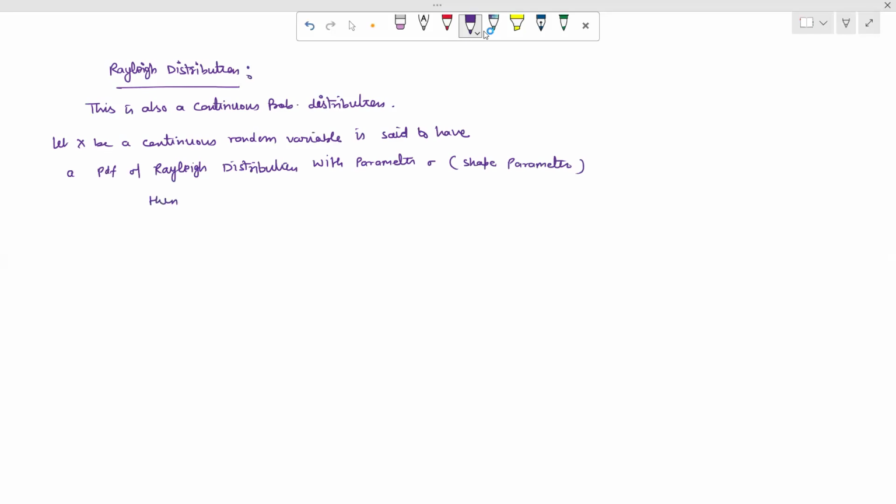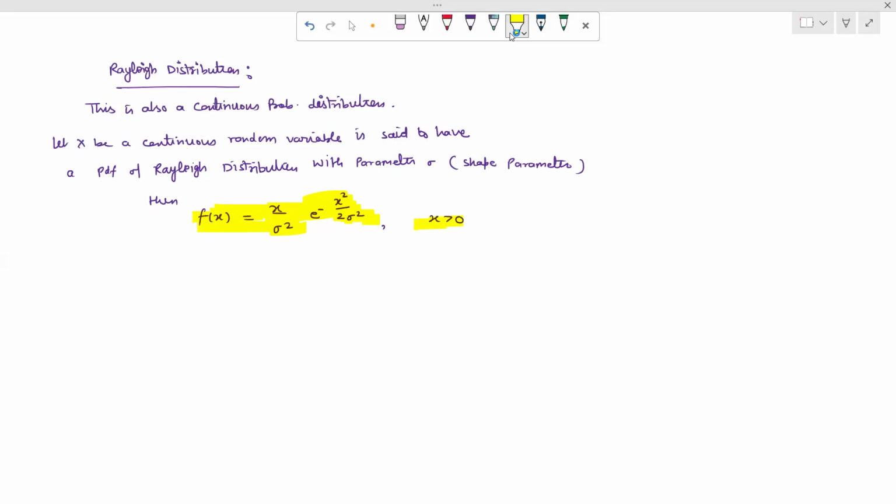Then the PDF of this distribution is defined as f(x) equal to x upon sigma square e raised to the power minus x square upon 2 sigma square, where x is greater than 0. So this is the PDF of a Rayleigh distribution.